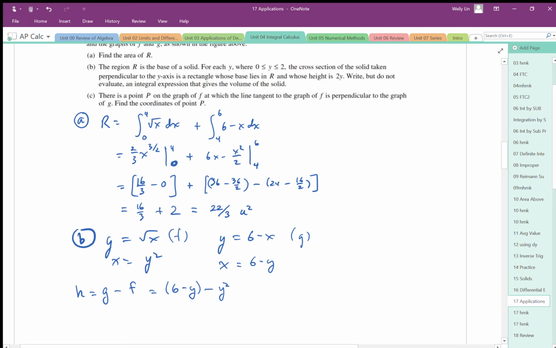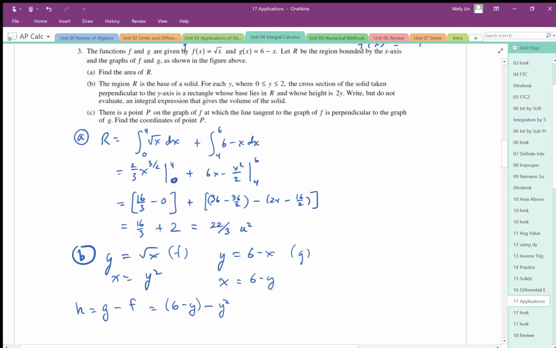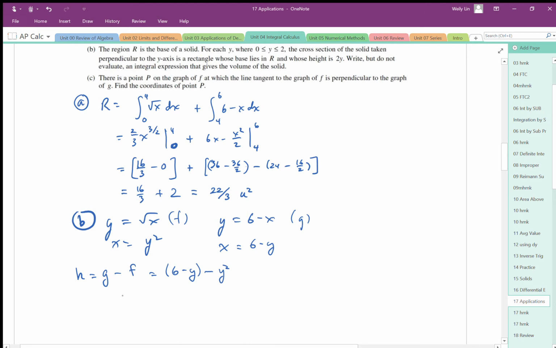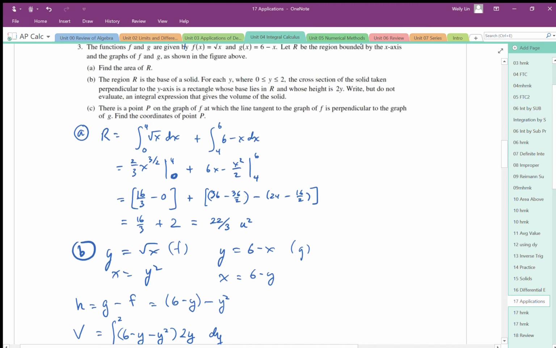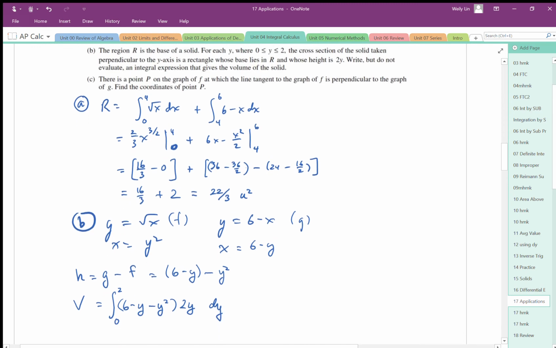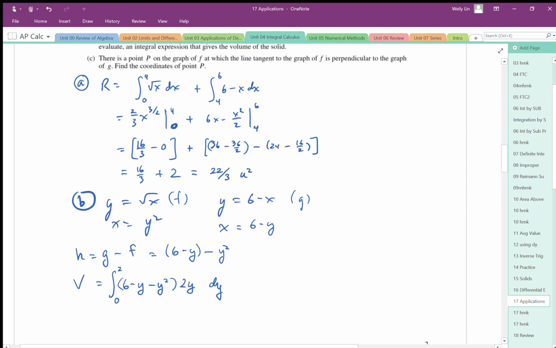So then the integral that we want to solve, it says write but do not solve. So the integral is going to be the area, which is the width, 6 minus y minus y squared, times the height, which we told is 2y. We're going to take slices along dy, and we're going to integrate from 0 to 2. And that would end up being our volume expression. Okay, so there it is. That's the integral that we would use. Now, this is fairly easy to integrate if we want to.